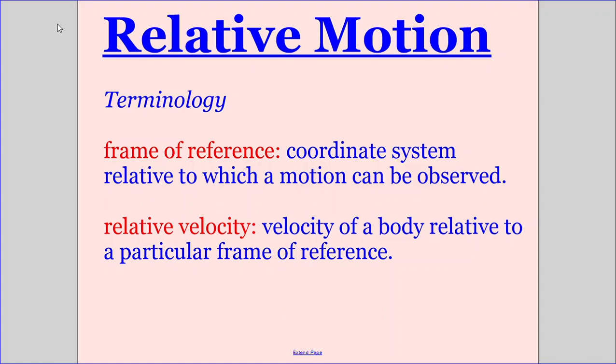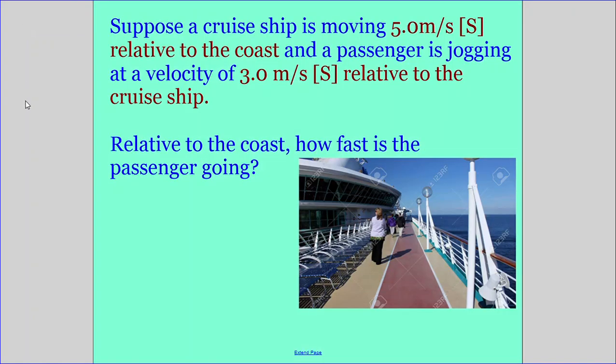So, a couple of quick things with this one before we wrap up. Suppose a cruise ship's moving 5 meters per second south relative to the coast, and a passenger's jogging at a velocity of 3 meters per second south relative to the cruise ship. So relative to the coast, how fast is the passenger going? To visualize this, we should probably sketch a little picture.